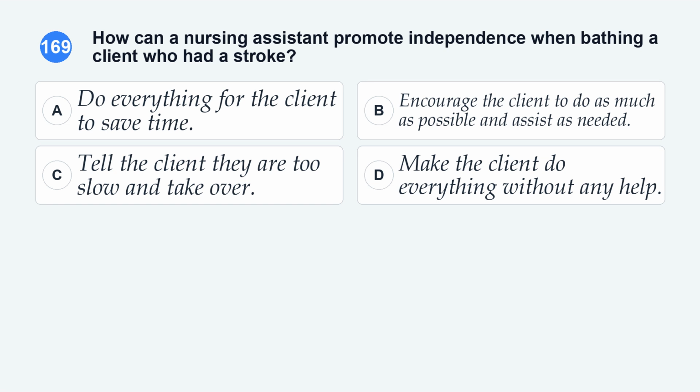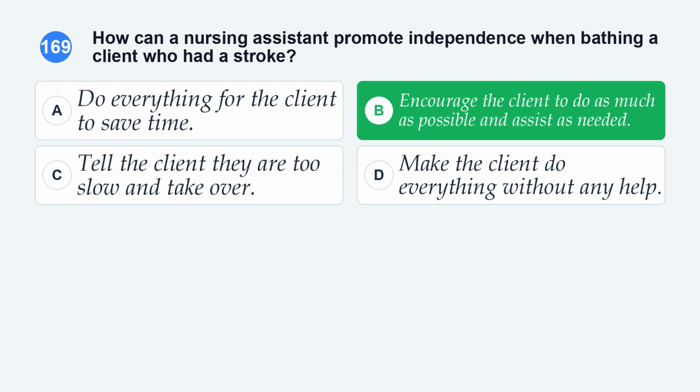Option A. Do everything for the client to save time. Option B. Encourage the client to do as much as possible and assist as needed. Option C. Tell the client they are too slow and take over. Option D. Make the client do everything without any help.